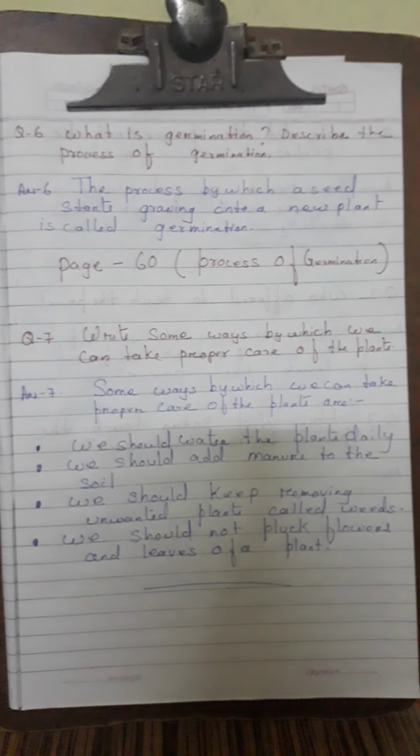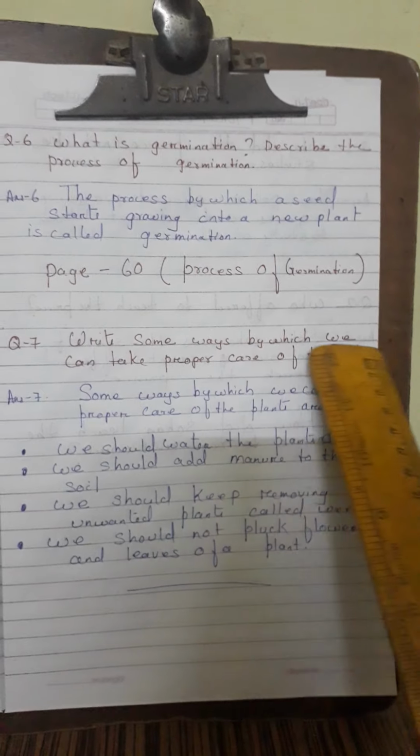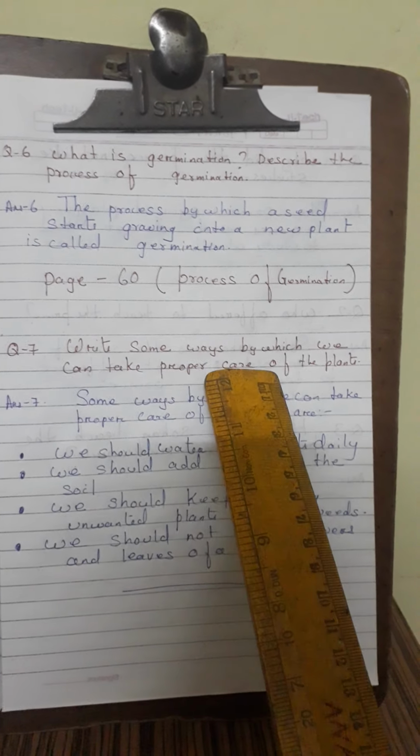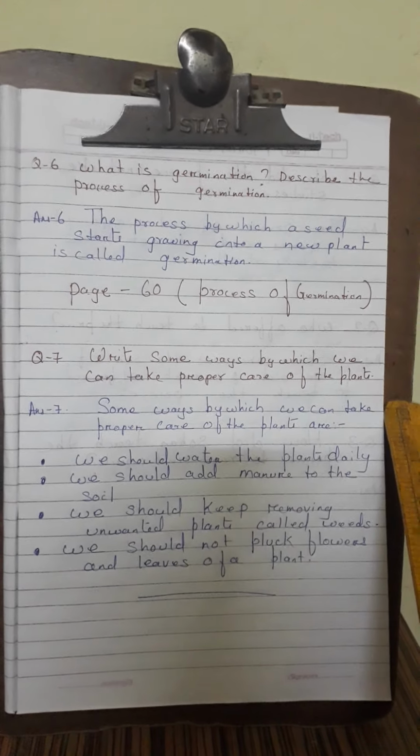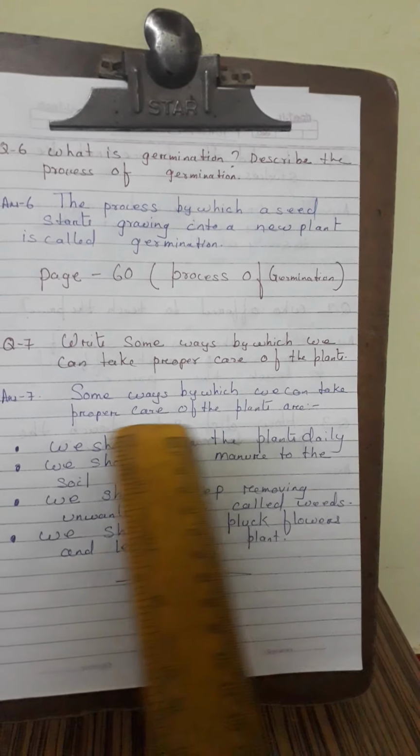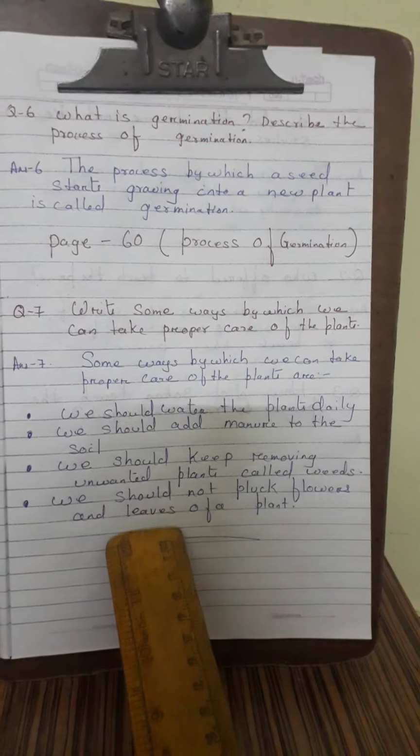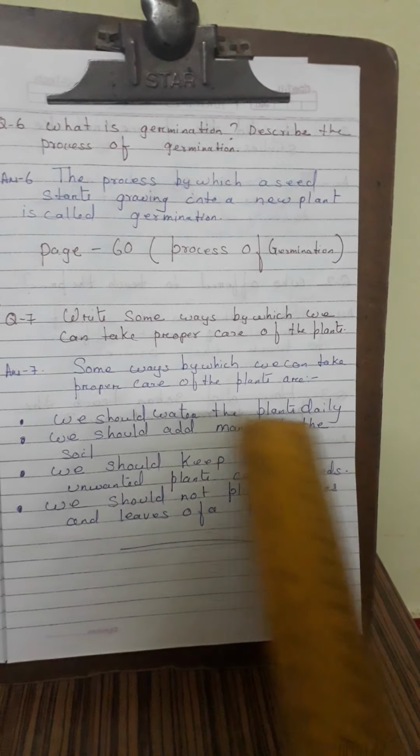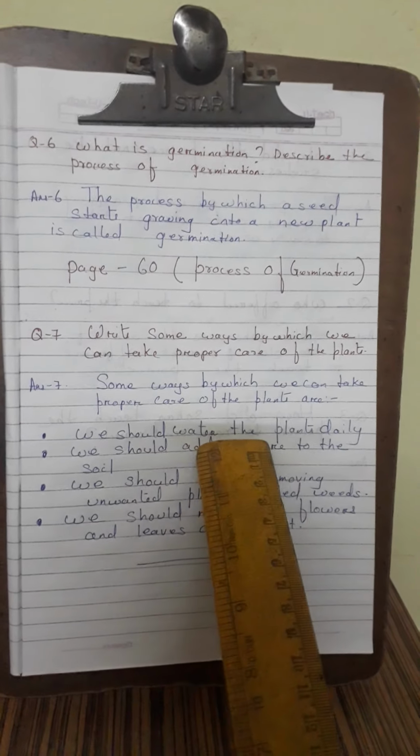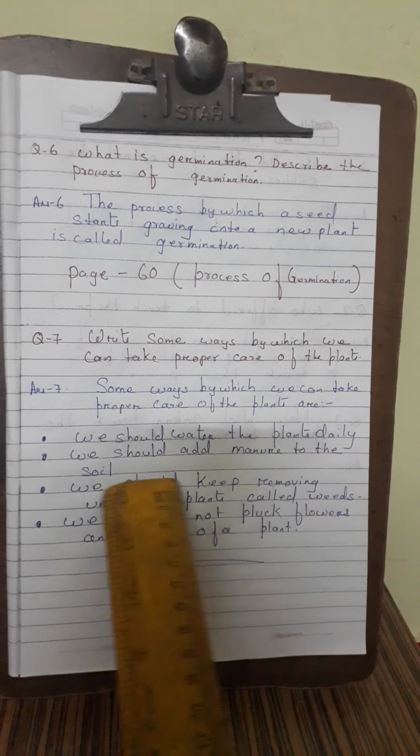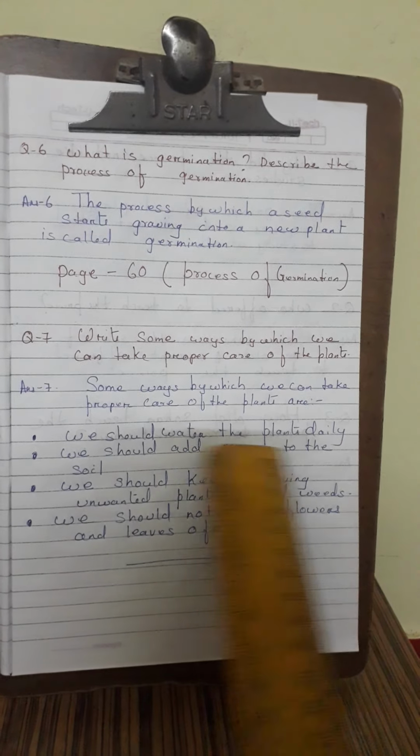Coming to the last question. Write some ways by which we can take proper care of the plants. Some ways by which we can take proper care of the plants are, any 4 from the book you can write. I have written here, small points I have seen and written. We should water the plants daily. We should add manure to the soil.